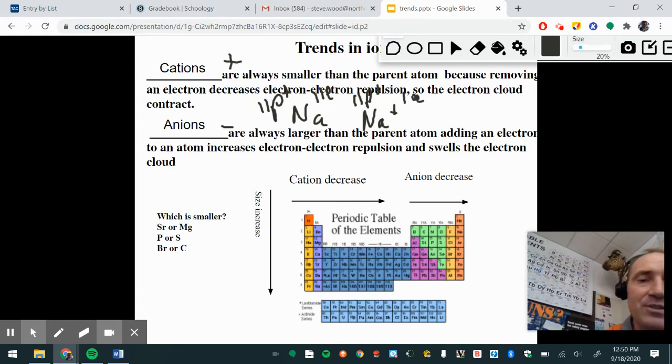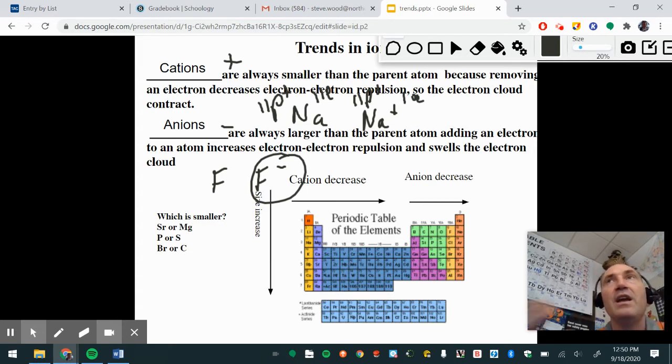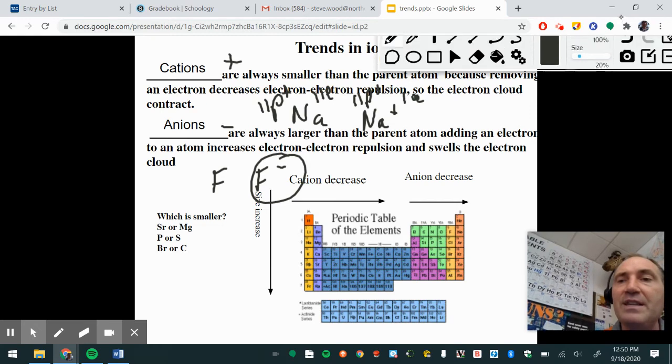Now, the opposite is true for anions. If we have F as the parent, then F minus would be the negative ion. This one has more electrons than protons, and since there are more negative charges, they're like, ugh, negative charges, I hate you. So they expand and you get a bigger size. So the trend goes the same way if you look at this, okay?